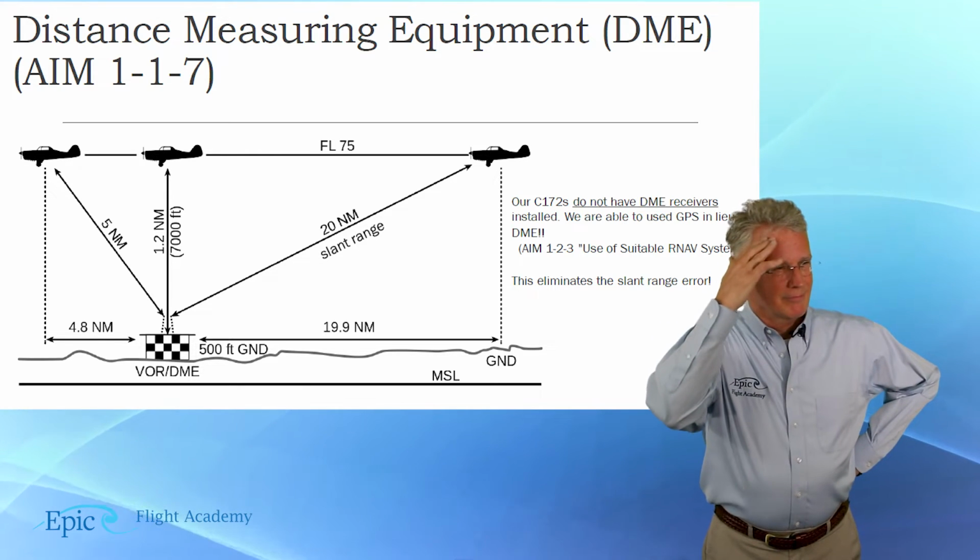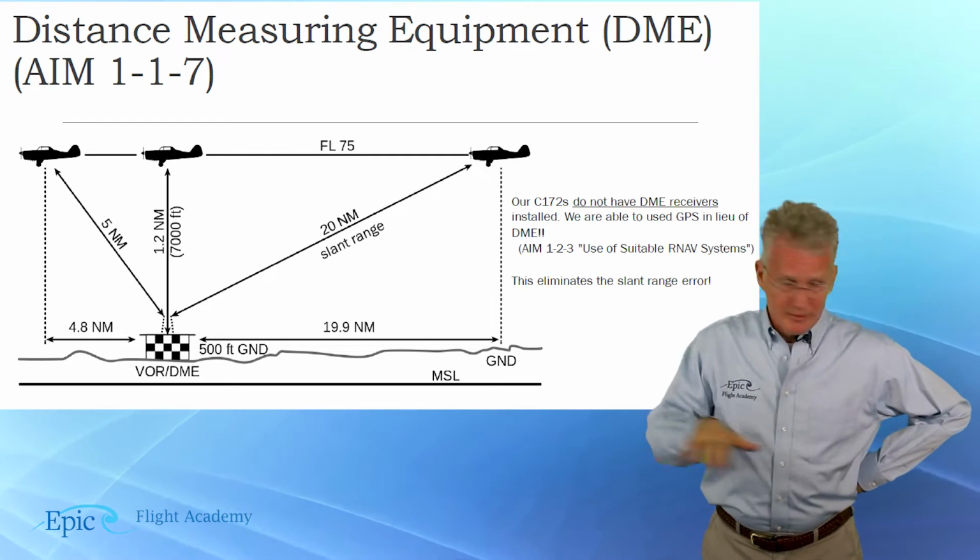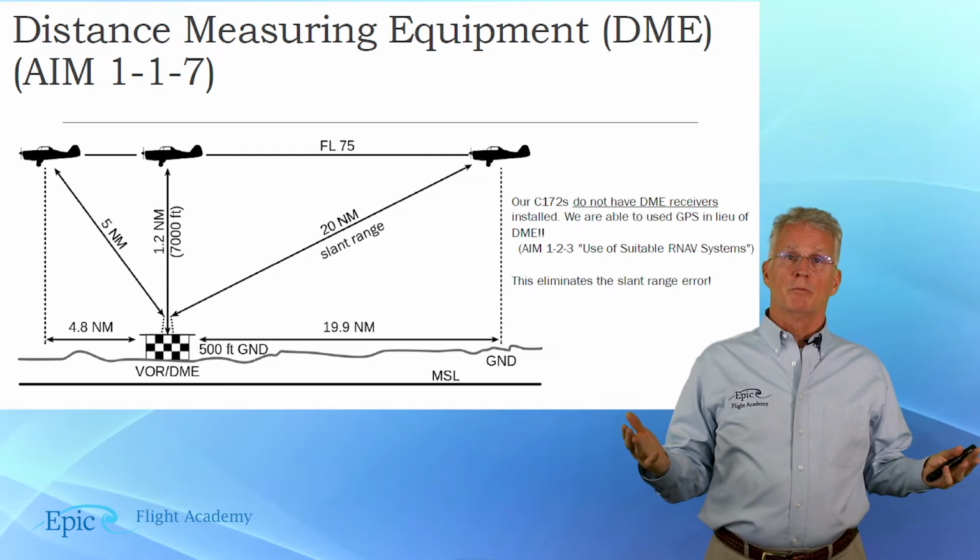Now, how can that be possible? I'm directly over the top of it at 0 nautical miles, but it says 1.2.